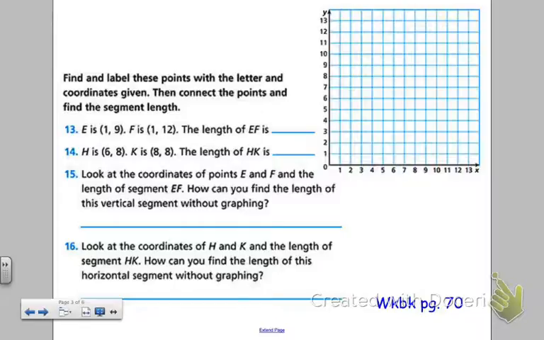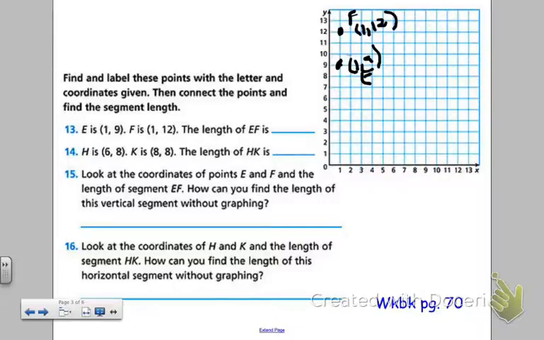So let's see, E, that's at 1, 9. So over 1, up 9, here's my E. That's at 1, 9. Okay? And then I have to do 1, 12. I'm going to have to move my E here then. I'll put E down here. Okay, so 1, 9 and then 1, 12 would be right up here, and that is F.